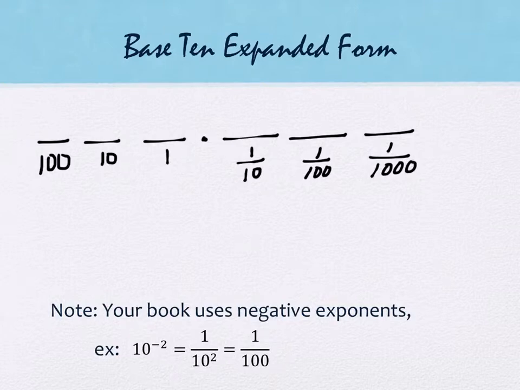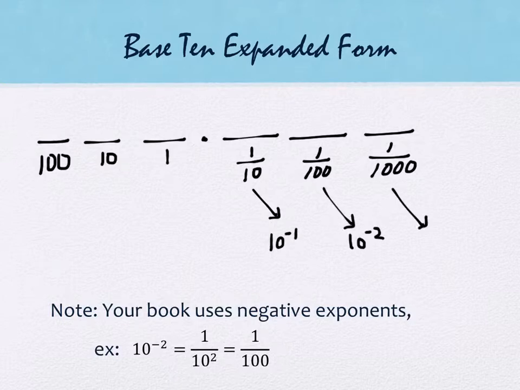What your book will do, this is my note at the bottom, is use negative exponents. In other words, when you see the 1 over 10 here, it's going to write this as 10 to the negative 1, this as 10 to the negative 2, and this as 10 to the negative 3. So if you're checking your work, just be aware that that's what it's going to do. I don't want you to do that. The reason is that when I write those negative exponents, you lose some of the concept of what's going on.